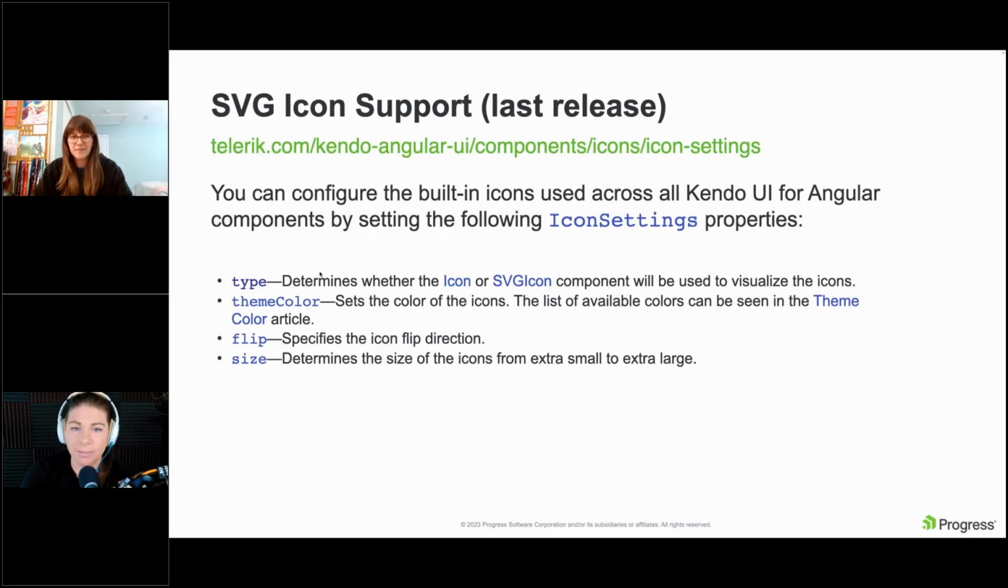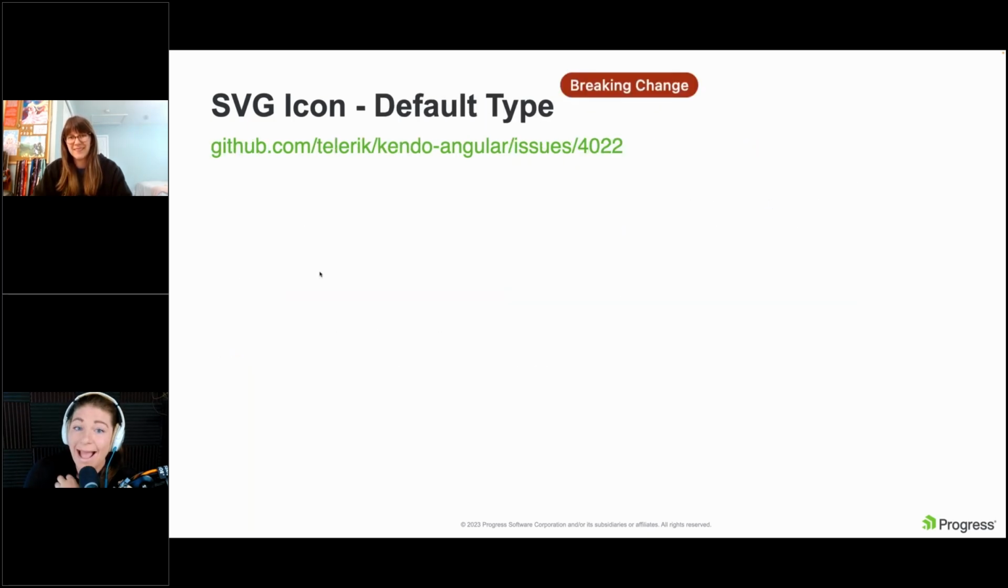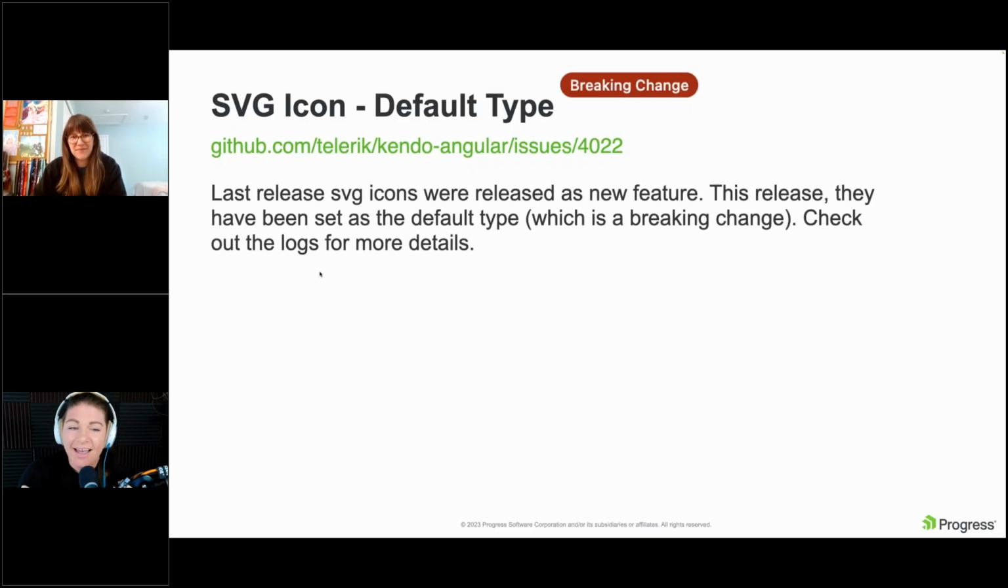SVG Icon Support. So this slide, if you were here with us during the last webinar, might look familiar. It was released in R1 of this year, the beginning of this year, where we now have SVG Icon Support. However, we now have set it to the default type. So last release, they were just a new feature. This release, they're set to the default type, which is a breaking change potentially. You can check out the logs for more details.